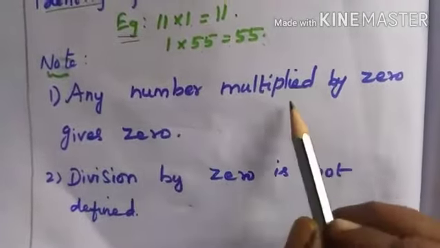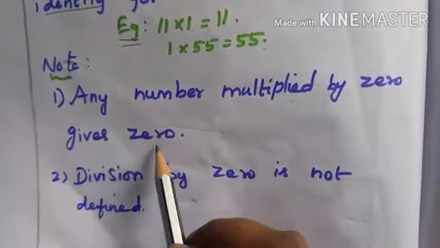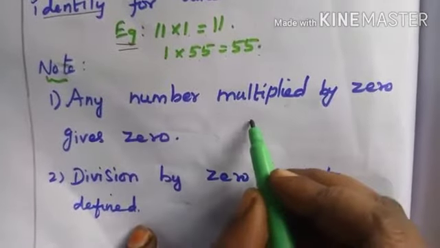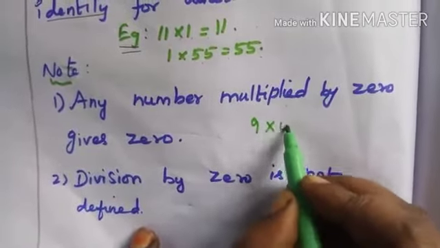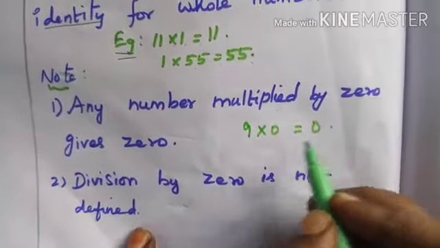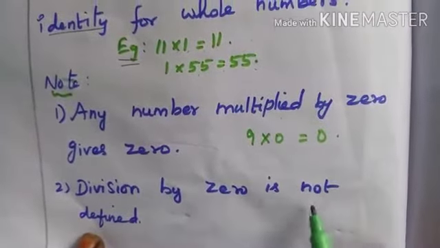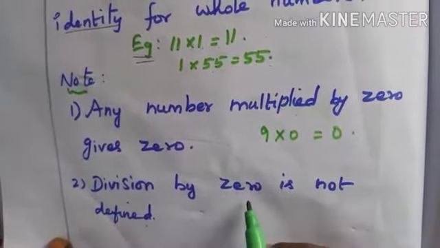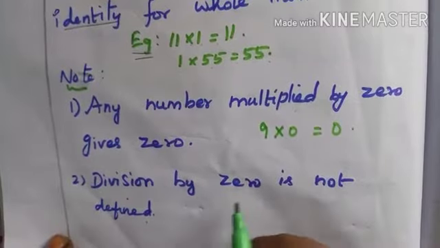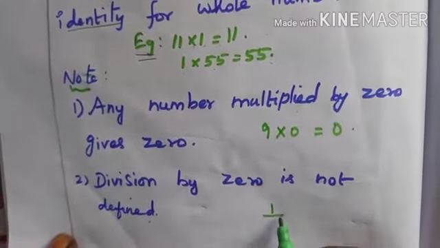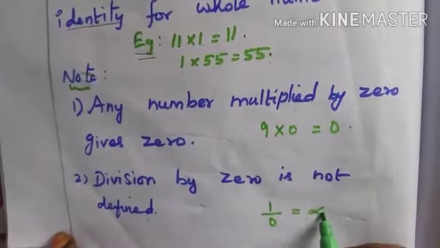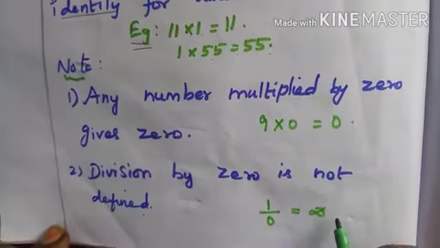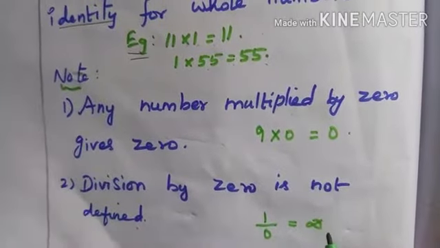Note, any number multiplied by 0 gives what? 0. This we are learning from the smaller class, isn't it? Any number multiplied by 0. So 9 into 0 equal to what? 0. Next, division by 0 is not defined. This we learnt in the properties, isn't it? Division by 0 is not defined. Therefore, a number divided by 0 is what? We don't know, that is not defined, and it is infinity, that is meaningless. We learnt it in the properties of division.